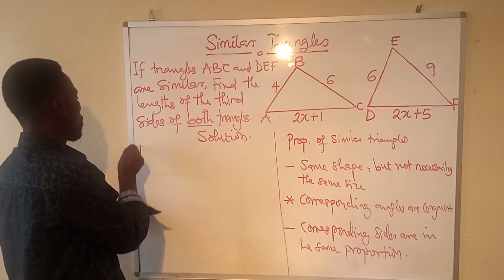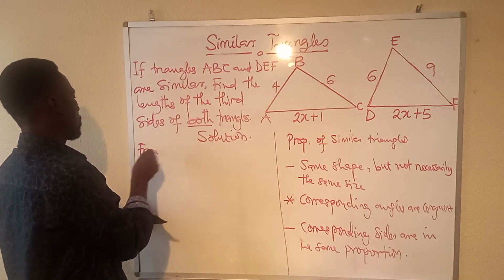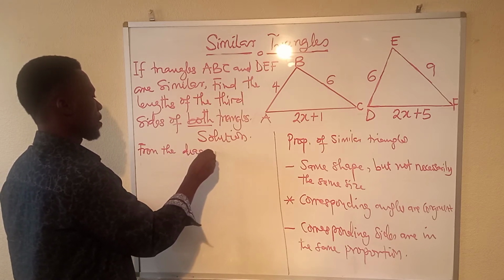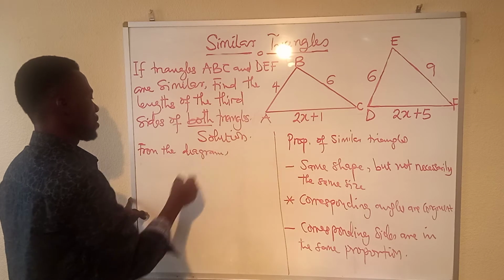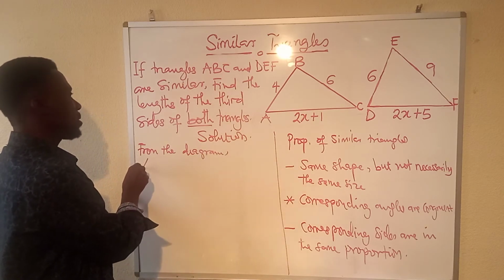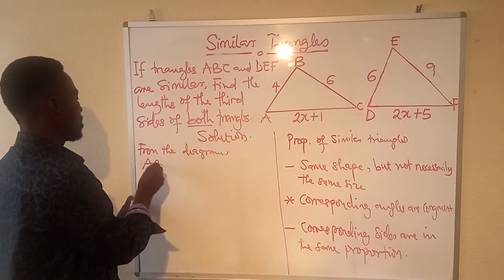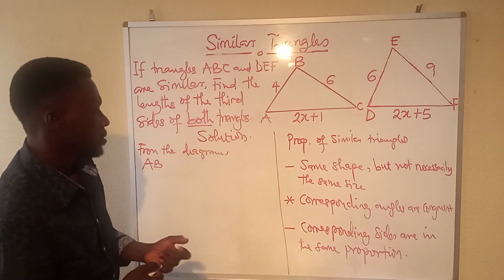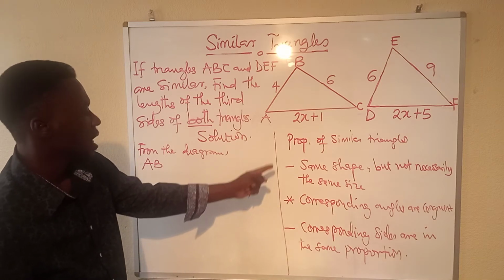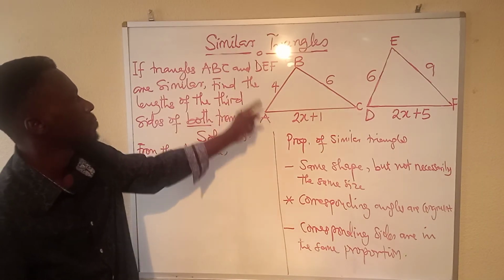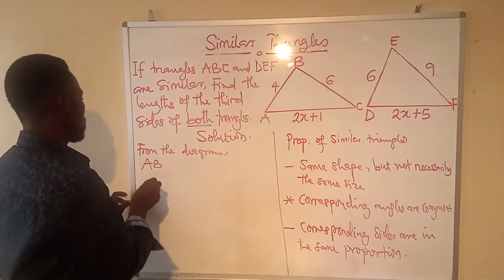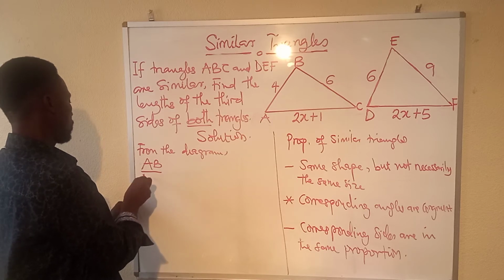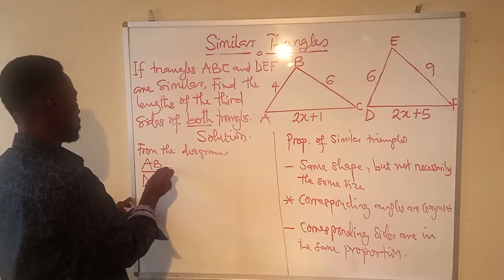we can say from the diagram that AB, the side AB, is proportional to, or is in the same proportion to the side DE, and that is because it's proportional.